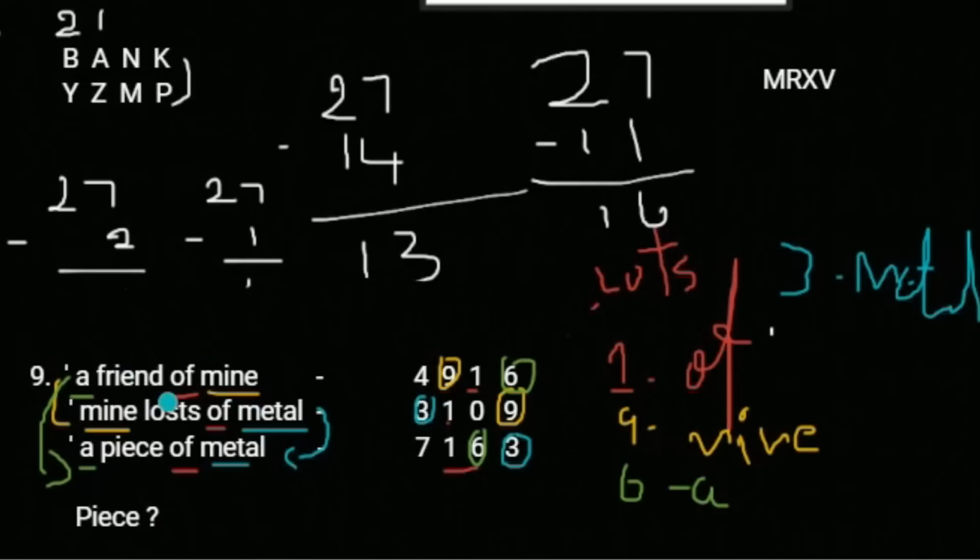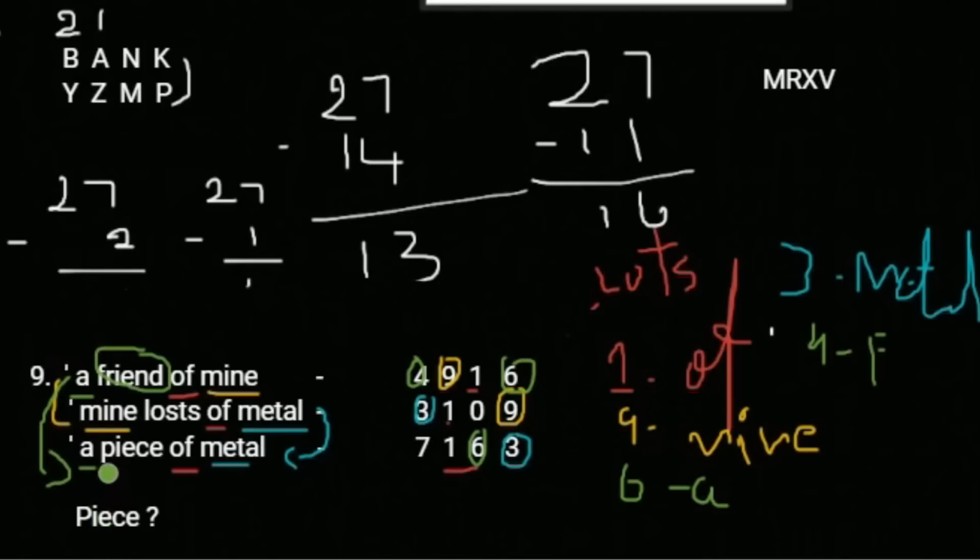Now is there any word which is not found in any other lines? Friend, lost and piece. So let us go with the friend. Now what number is left in this first line? So 4. So can we take this 4 for friend? Yes, sir. Right. Now what do we have to find out finally?